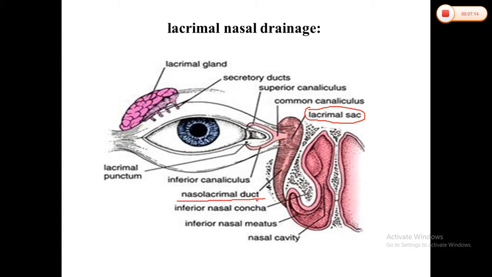Nasolacrimal duct is there. The nasolacrimal duct extends from the lacrimal sac to the inferior meatus. Here this is the lacrimal sac, and this extends from the lacrimal sac to the inferior meatus of the nose. Here the inferior nasal concha is there and the inferior nasal meatus is there.